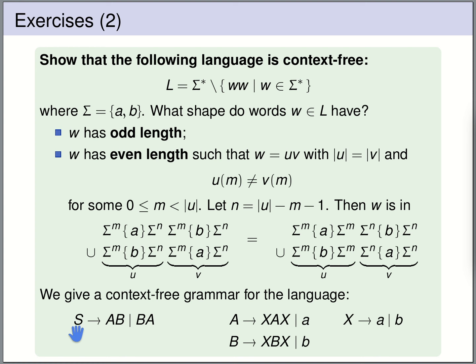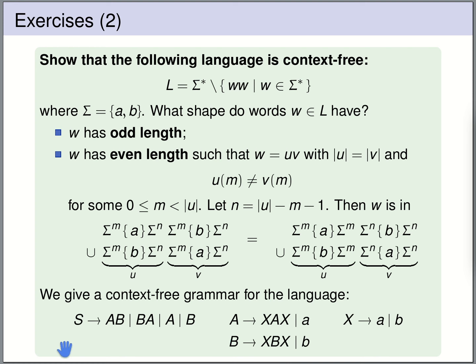We could add some fresh variables to take care of that, but the easiest way is if we just say that S is also allowed to rewrite just to A and just to B. Because A generates arbitrary words of odd length with an A in the middle, B generates arbitrary words of odd length with a B in the middle. So if we take A and B together, we get all possible words of odd length.